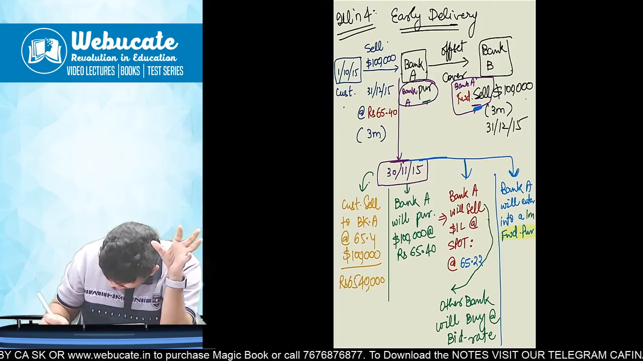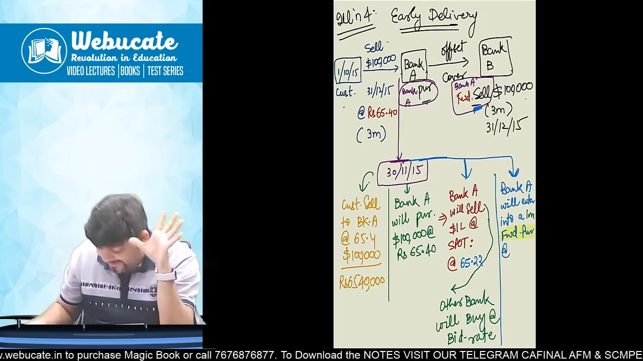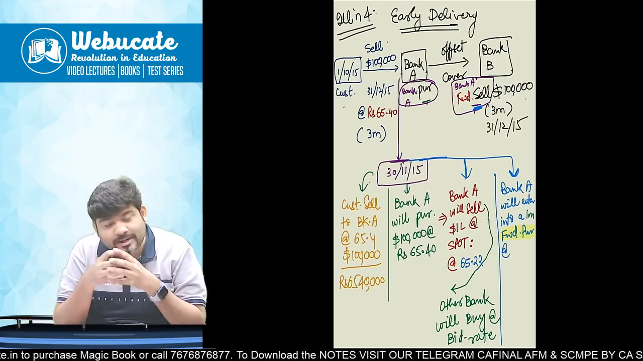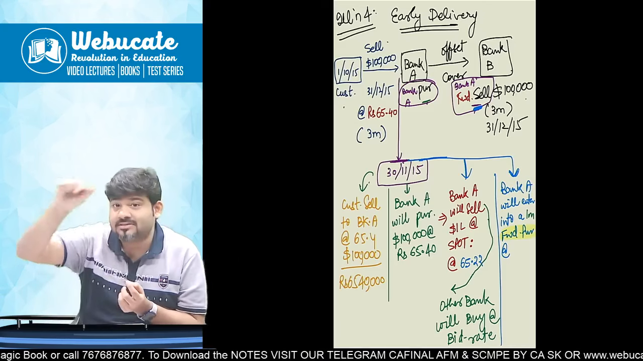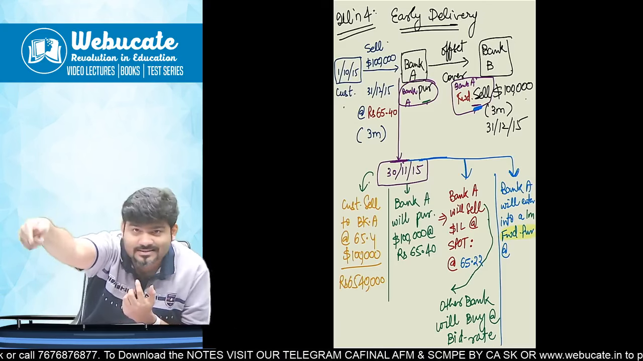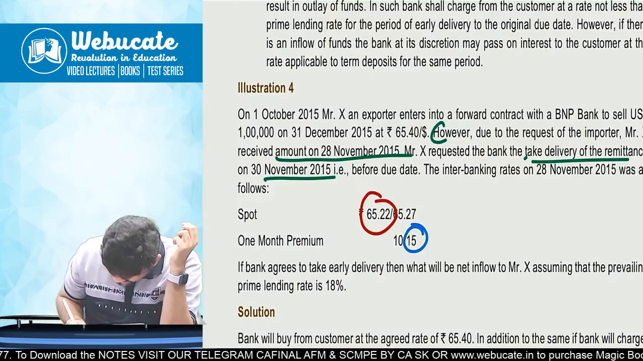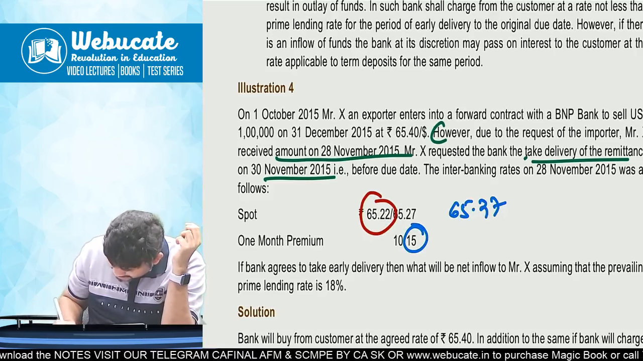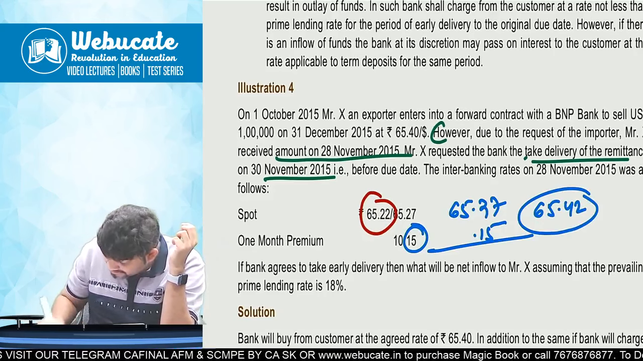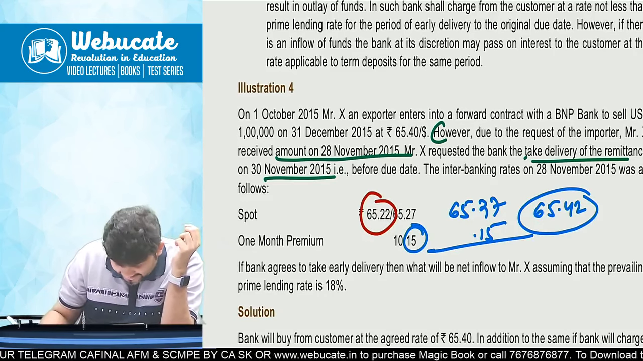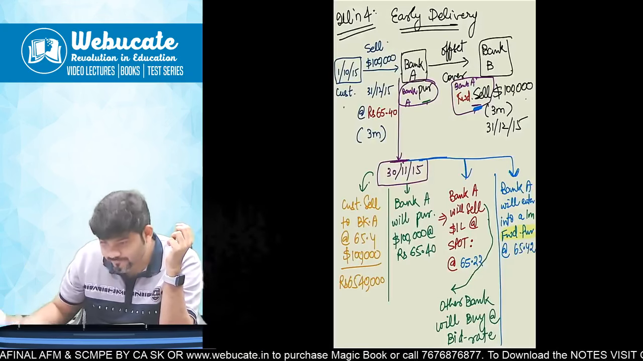At the rate, what is the rate? What is the 1 month forward purchase rate that is going on? Again, now bank today is going to enter into a forward purchase. So if bank A needs to purchase, the other bank, which is the real bank, is selling at ask rate. So what is the ask rate going to be? 65.27 plus 0.15, 65.42. Got it, guys? 65.42. Got it?